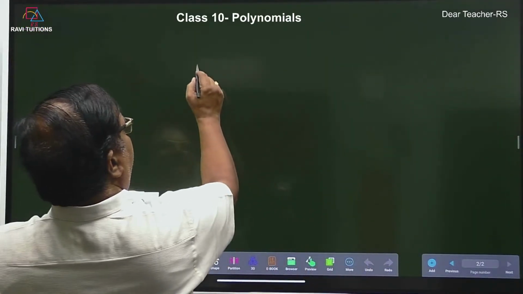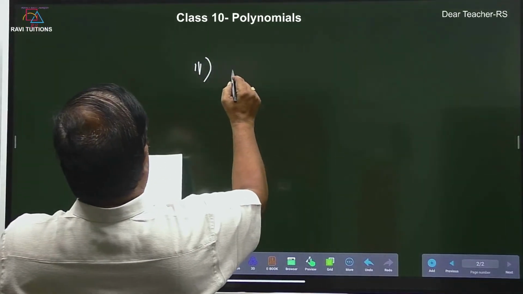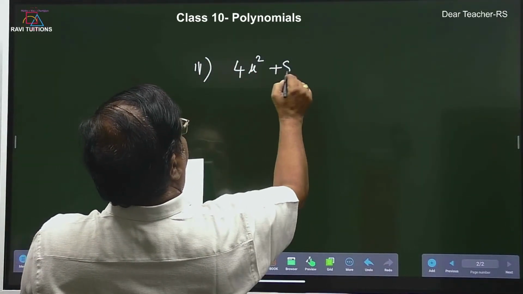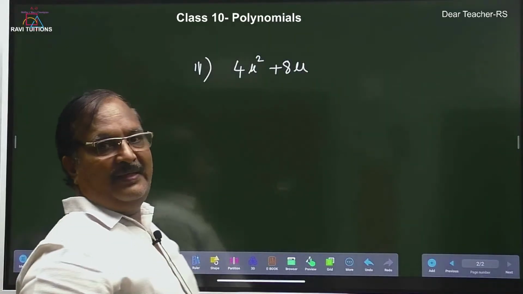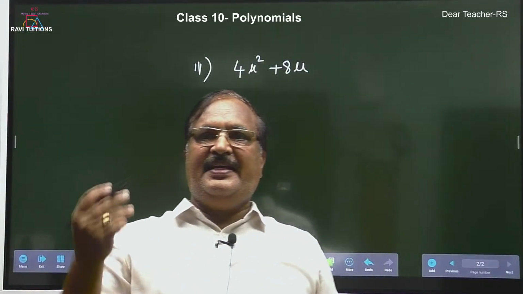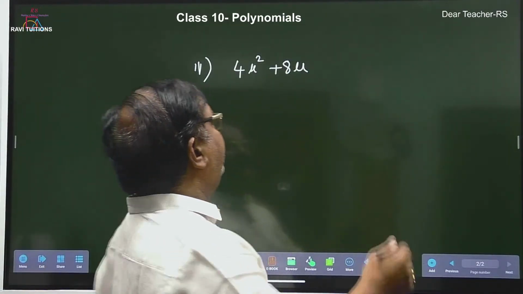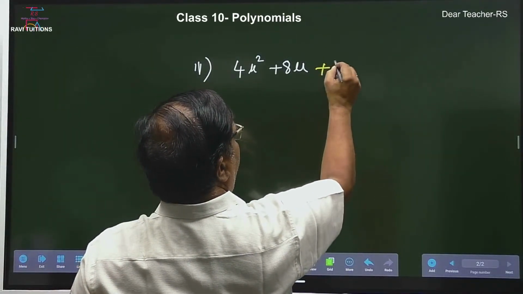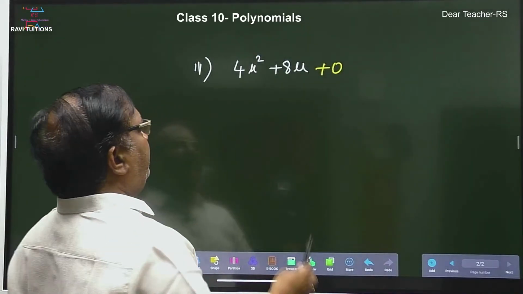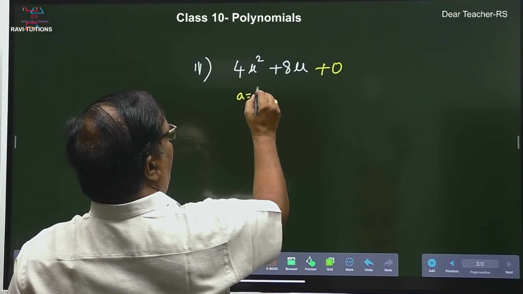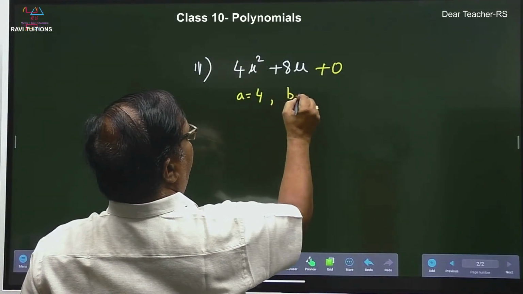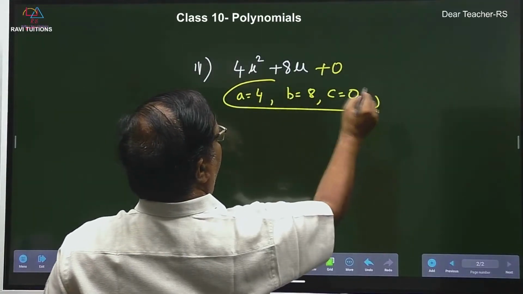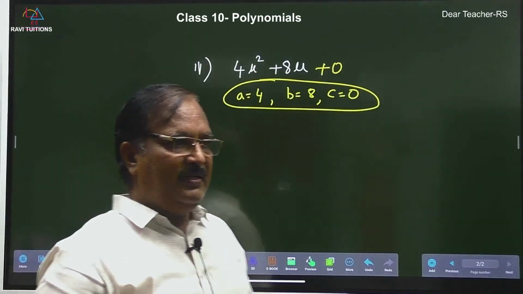Fourth one is 4u square plus 8u. So yes, it is a quadratic polynomial because u is there. What we have to do is keep c as 0. Now its a value becomes 4, b value becomes 8, and c value becomes 0. Okay, it becomes 0.